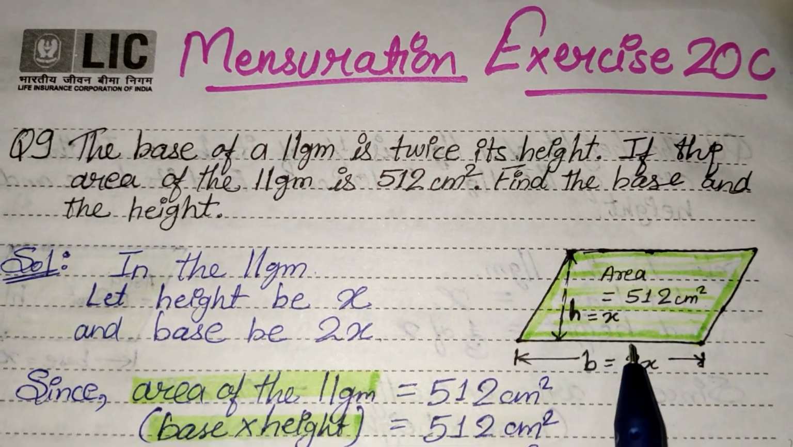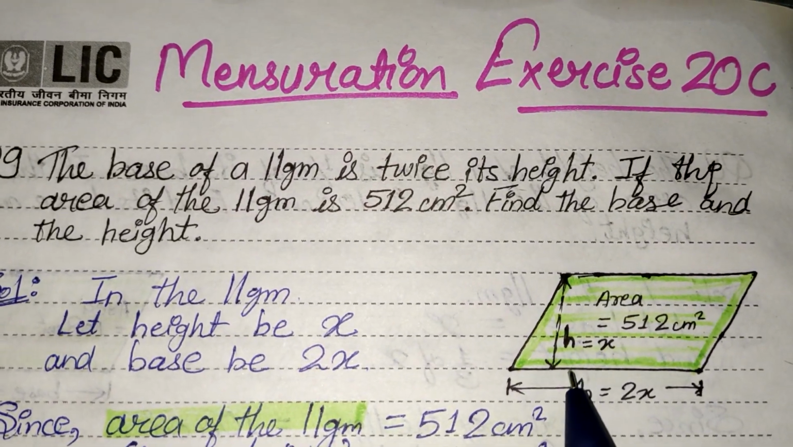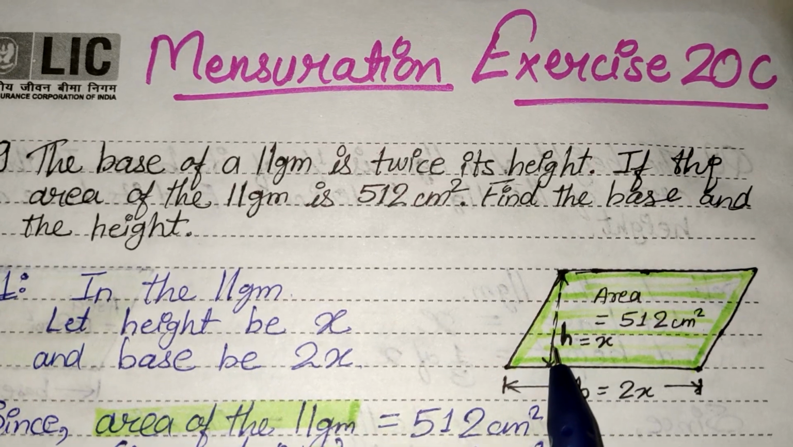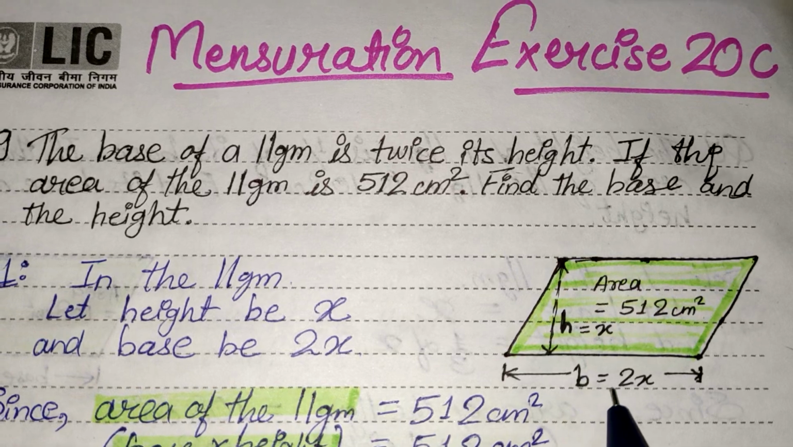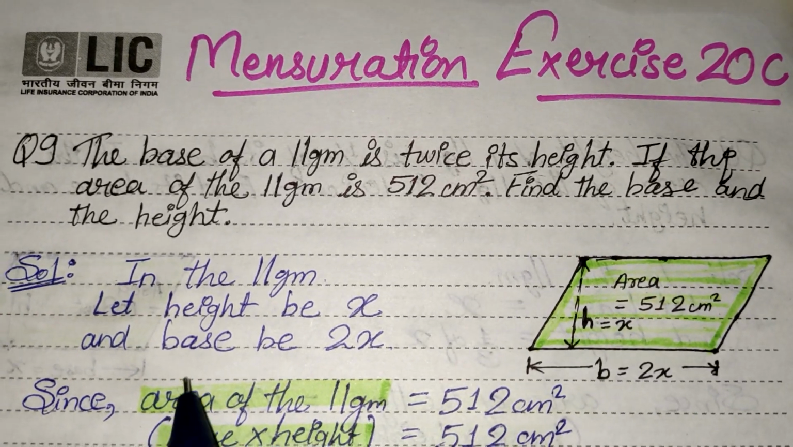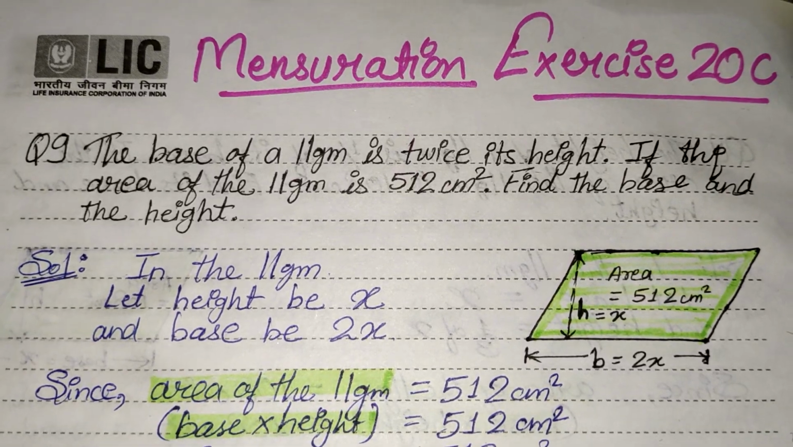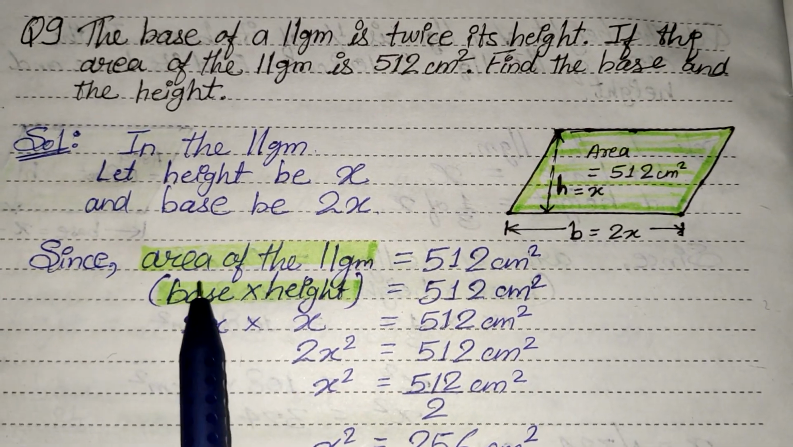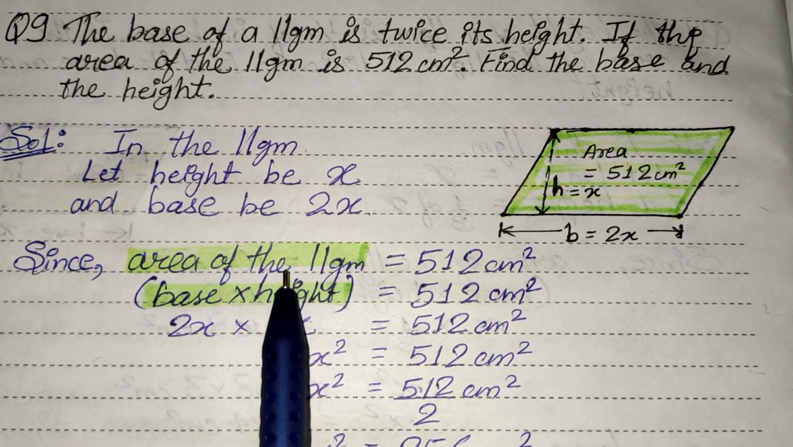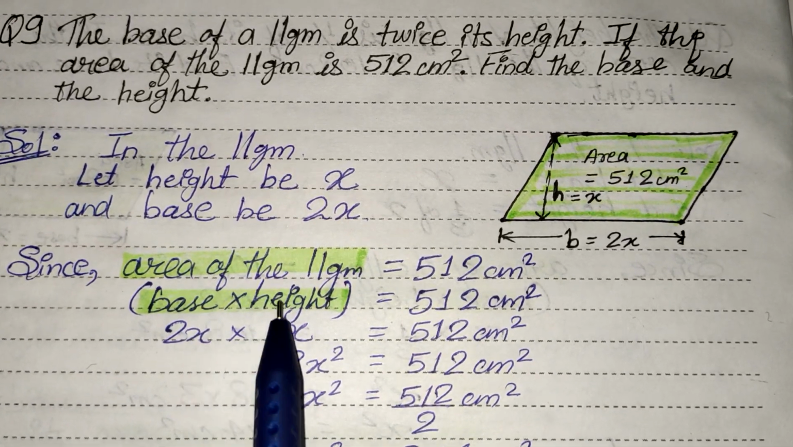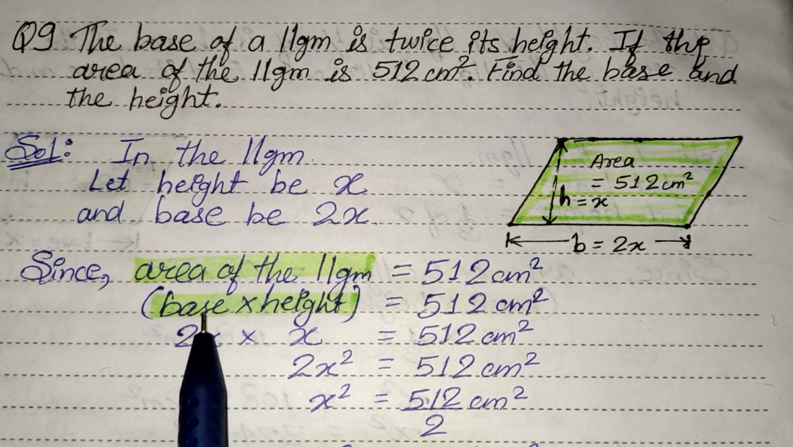According to the question, the figure is this. This is the parallelogram which has base twice the height. So suppose height will be x and base will be 2x. Now see the solution. In the parallelogram, let height be x and base be 2x. Since the area of the parallelogram is equal to 512 centimeter square, and we know that area of parallelogram is equal to base into height.